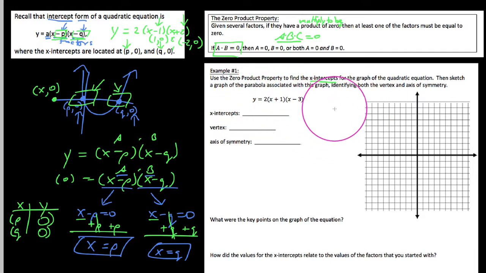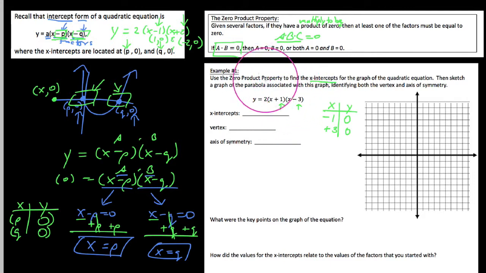To find the x-intercepts, recall that we need to plug in 0 for y. I'm going to put in another 0, and we're going to see y here in a second. But I already noticed this is in intercept form. So I can just look at this and say I know the intercepts have to be the opposites of these numbers here. So I know already that I'm going to get negative 1 for one of my x values and a positive 3 for my other x value.